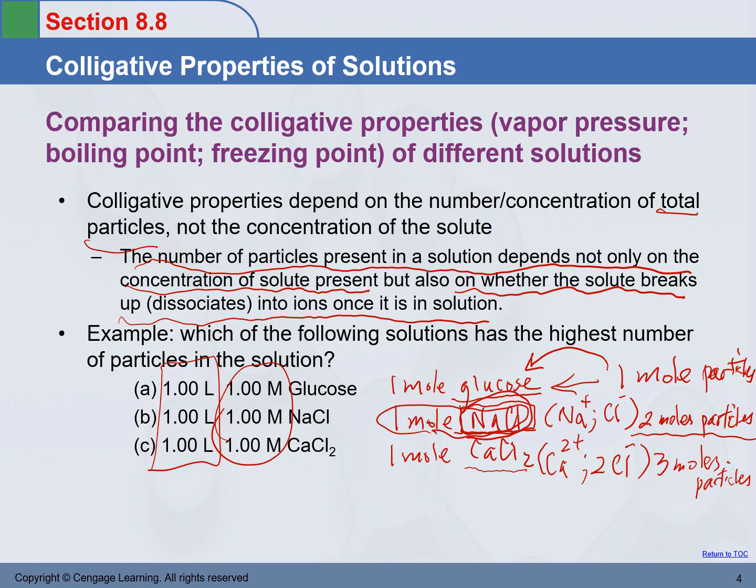So this question is asking you to compare the number of particles. Now we get an answer. C has the most number of particles. It is 3 times as many as A. B has the second most number of particles. It doubles the number of particles for A.